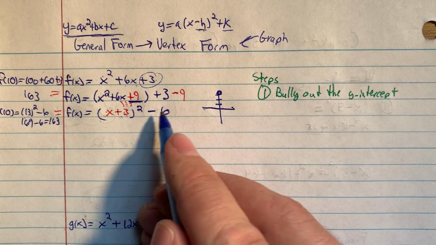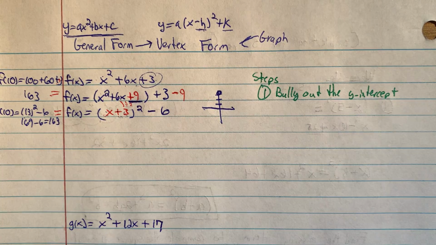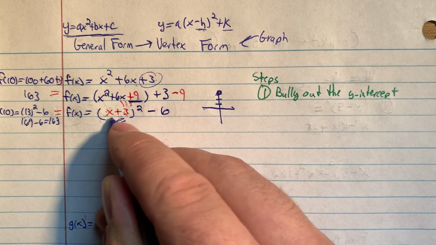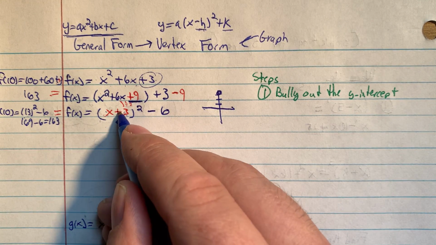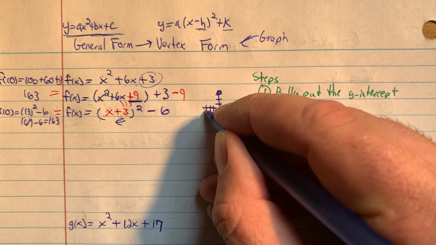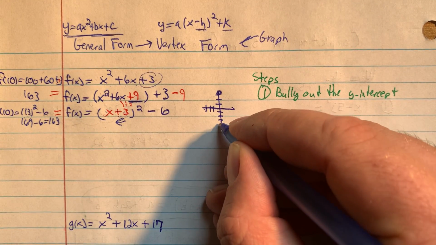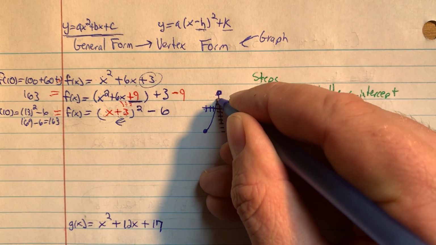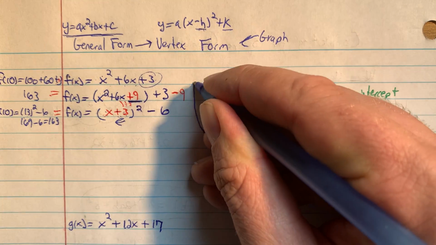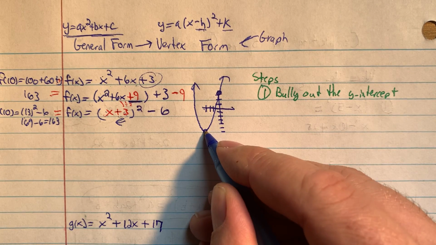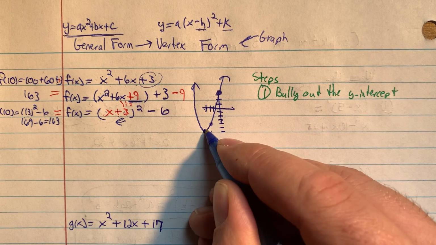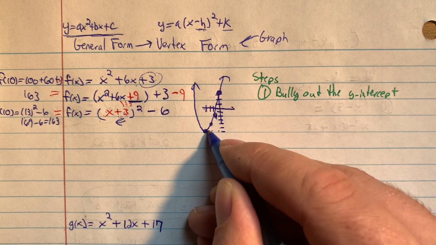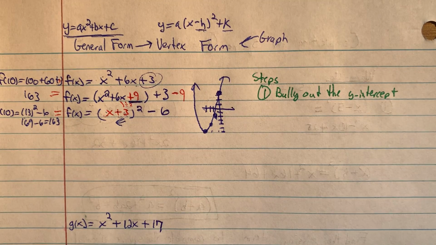Where is the vertex for this graph? It's left by 3. Remember, for transformations, left and right is backwards from what you might think. This is 3 to the left and 6 down. And this is where the vertex is, and you can kind of see how it ends up hitting that y-intercept up above. If I wanted to actually graph the points, I would do 1 squared is 1, 2 squared is 4, and then 3 squared is 9. And that's where that's coming from.